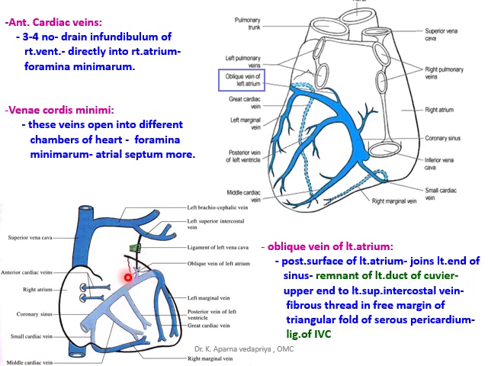This is the remnant of the left duct of Cuvier, or in other words, the left common cardinal vein, and its upper end is attached to the left superior intercostal vein, which is in turn a tributary to the left brachiocephalic vein. The attachment of this oblique vein of the left atrium to the left superior intercostal vein is via a fibrous thread, which passes through the free margin of the ligament of the left vena cava, which is nothing but a serous pericardium.